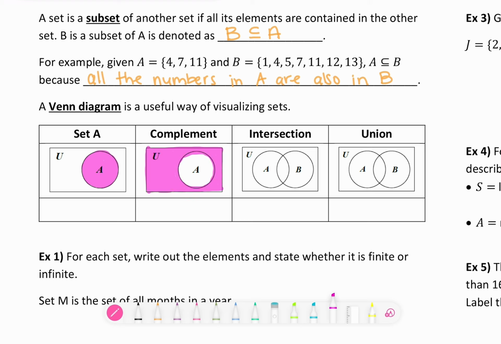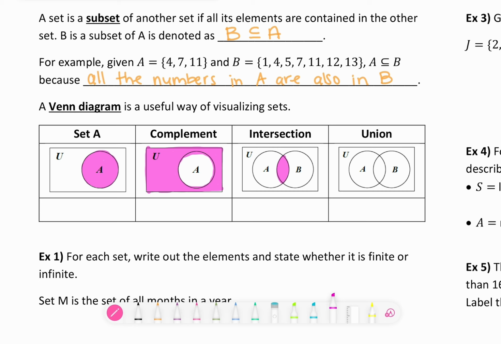The intersection is everything that's in both of them, what they have in common. That's where the two Venn diagram circles intersect, where A and B intersect. So it's this little section here in the center. Any values that exist in both A and B go inside the intersection, which is where they overlap.